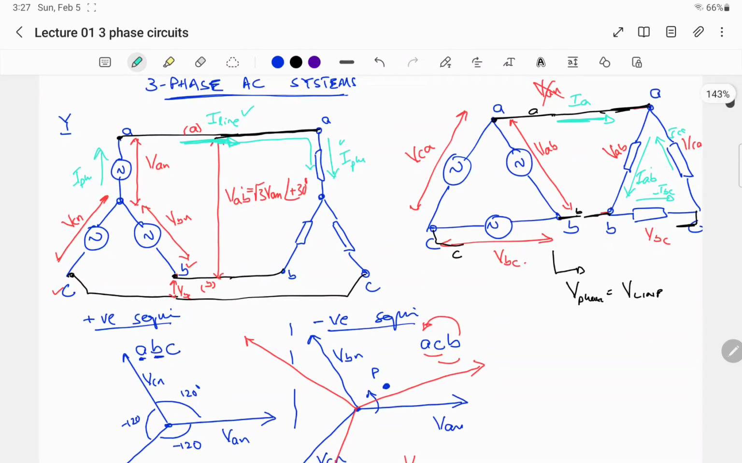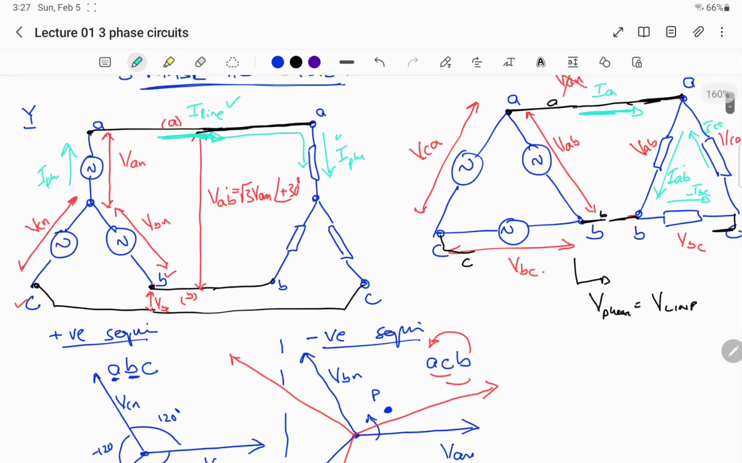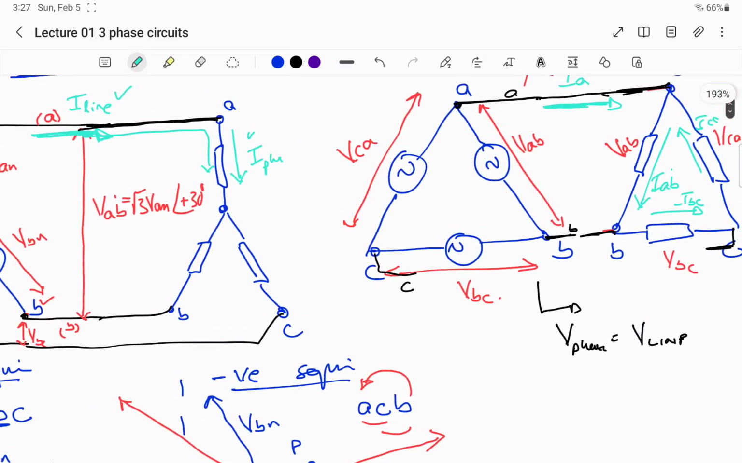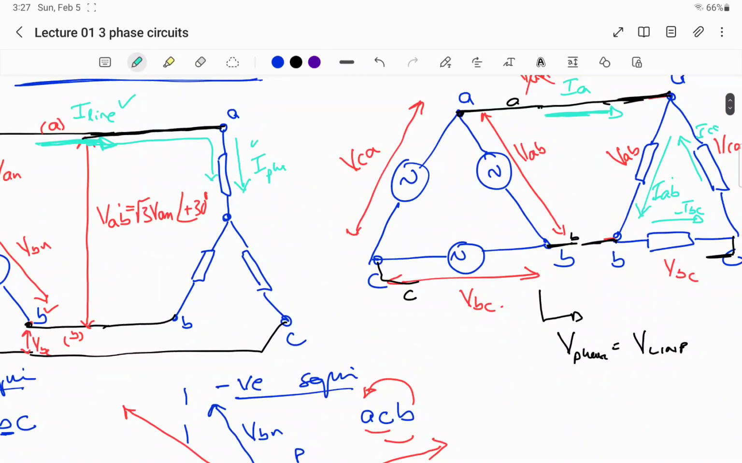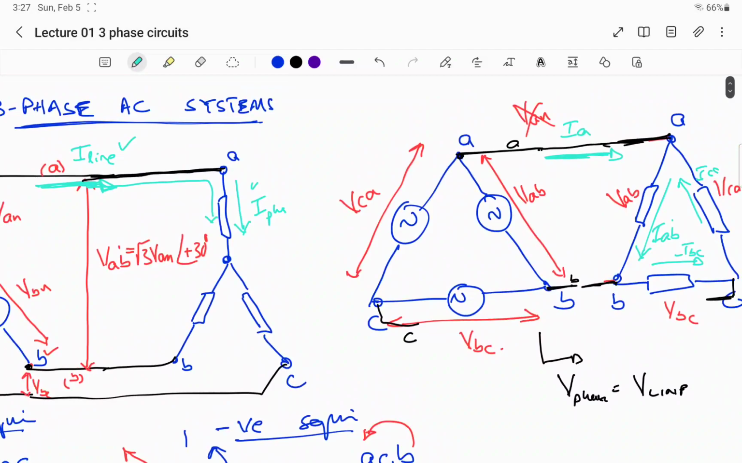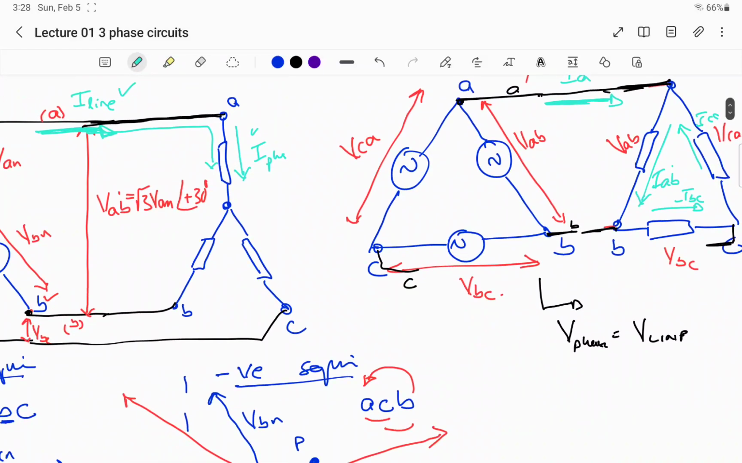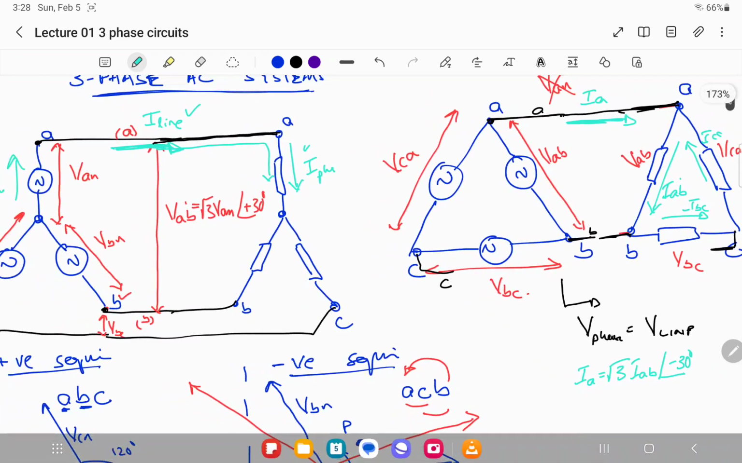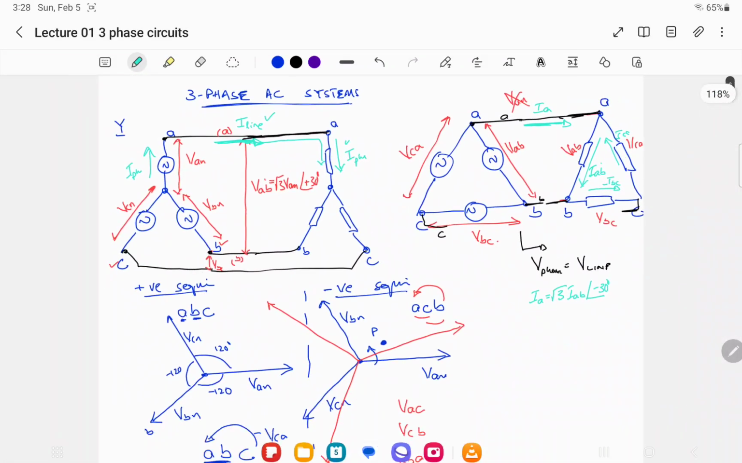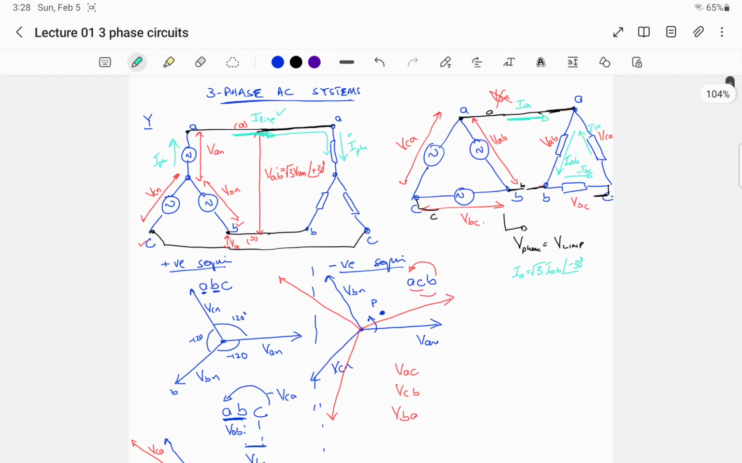So how can we calculate this line current? In case of delta load, the line current can be calculated as IA equals root 3 times IAB, and there will be an angle shift of minus 30 degrees.